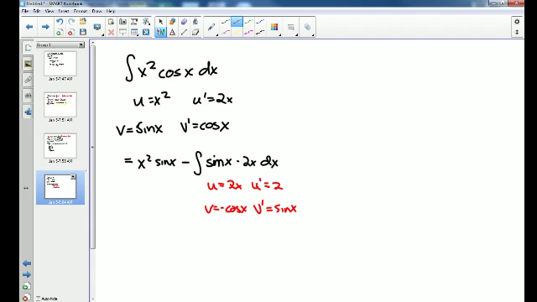Now rewrite. We have x squared sine x minus uv minus the integral of v du. So, old new integration by parts. Okay, kind of messy, huh? But what you have to be careful of is that you don't mess this up.